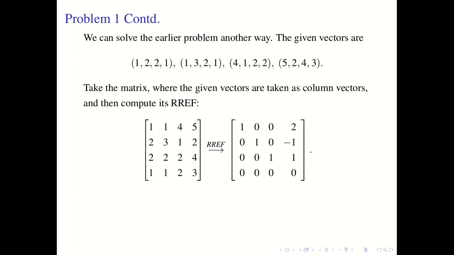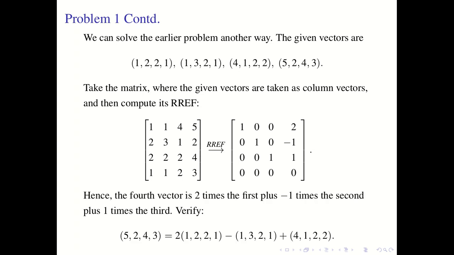echelon form. So when you take these (1, 2, 2, 1), (1, 3, 2, 1), (4, 1, 2, 2) and (5, 2, 4, 3) as columns, then the row reduced echelon form will be of the form (1, 0, 0, 2), (0, 1, 0, -1), (0, 0, 1, 1) and (0, 0, 0, 0). So of course here also what we get is that the rank is 3, therefore the number of linearly independent rows is 3, which is equal to the number of linearly independent columns. So the first 3 columns are linearly independent, and the 4th column is indeed a linear combination of the other 3.